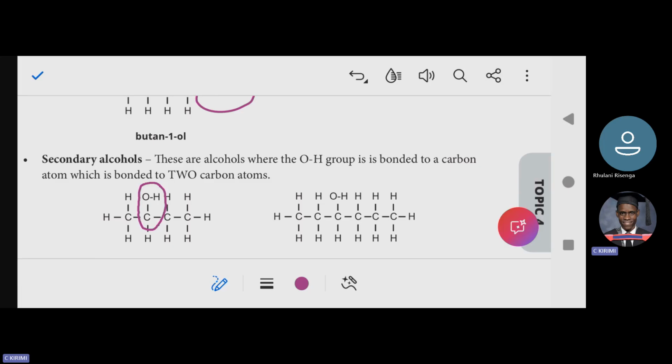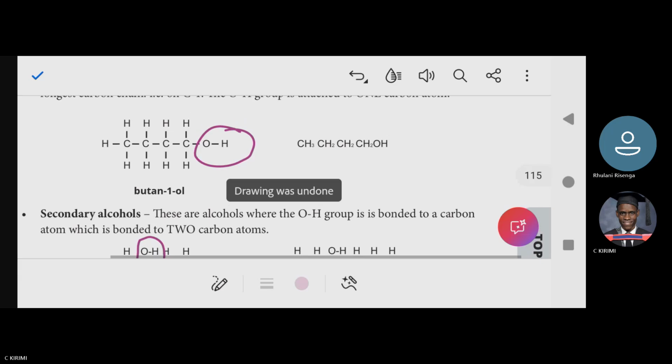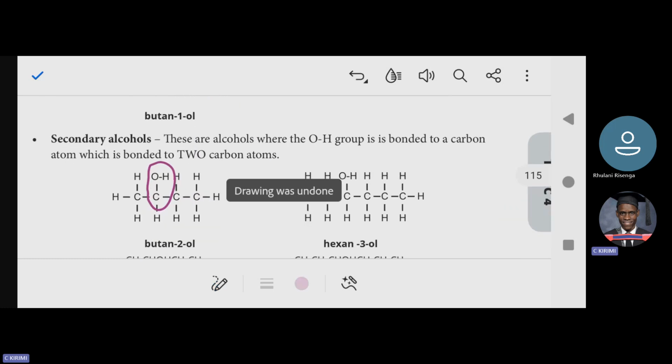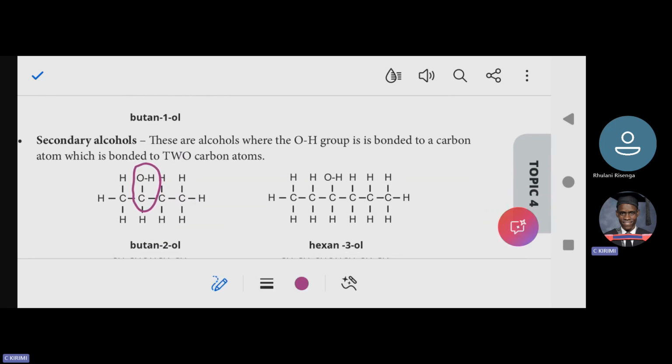And then the first one, the carbon which was attached to the OH was attached to only one carbon. That's why it's a primary alcohol. The carbon with the OH group was attached to only one carbon, which is this one. Then on the secondary alcohol, the carbon you are referring to is attached to this carbon, which is 1, and to this carbon, which is 2. So it becomes a secondary alcohol.